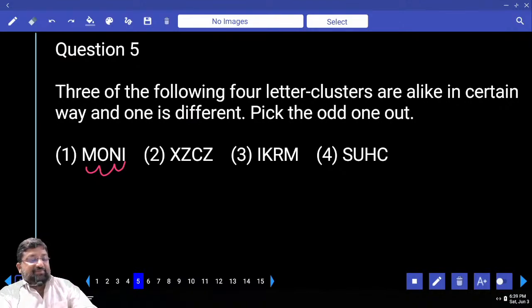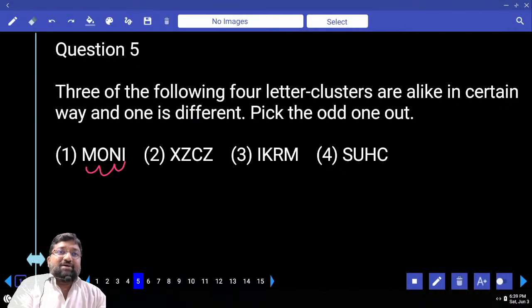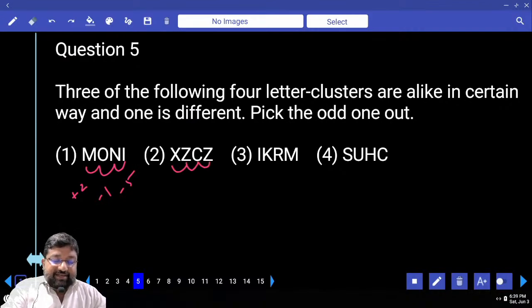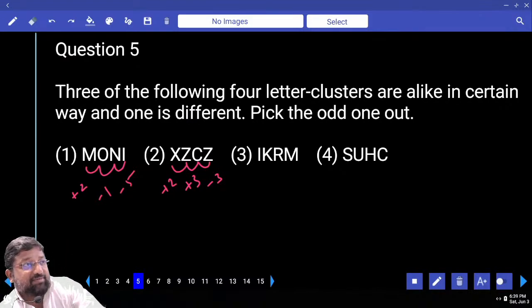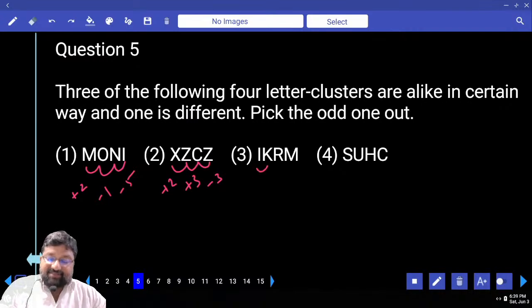How much is this? M? 13. That is plus 2. 15, 14 minus 1. 14, 9 minus 5. Then X, Z plus 2. Z, C plus 3. Then minus 3. C is nothing but 29. 29 minus 3 is how much? 26. Come back here. This is 9 and this is 11. Plus 2, happy. 11 and 18 plus 7.